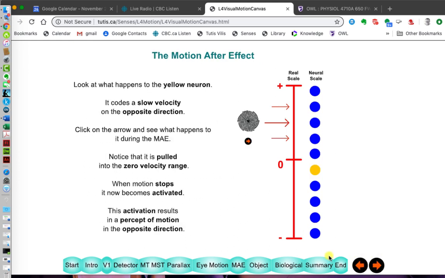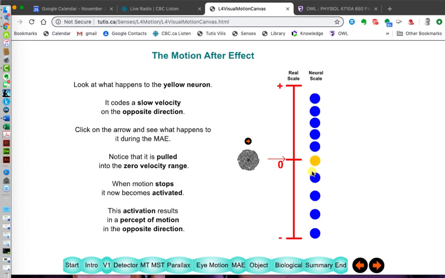So here we go again. We start the motion going. And we pull this cell here that was measuring motion slightly in the opposite direction. And now when it stops, it activates this neuron, and you sense motion in that opposite direction, because it was pulled into this space by that constant motion.